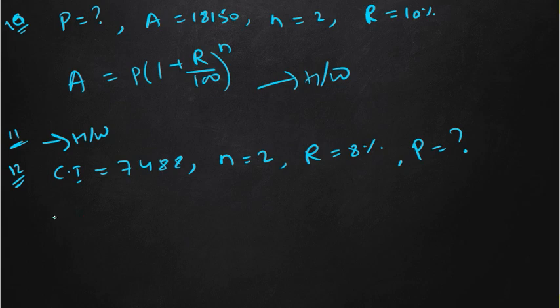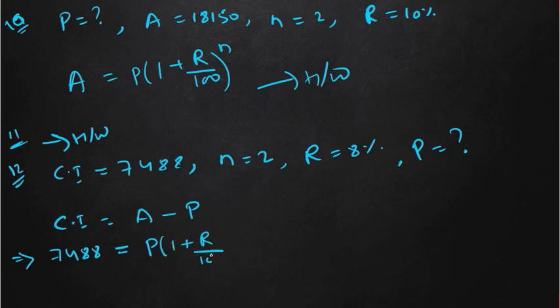So what will be the principal? How to calculate this? We have one formula. Compound interest is amount minus principal. So compound interest 7488 is equal to amount minus principal. The formula for amount is P into (1 plus R by 100) power n, minus P. So we have to solve this equation. Let us put all the values: 7488 equals P.